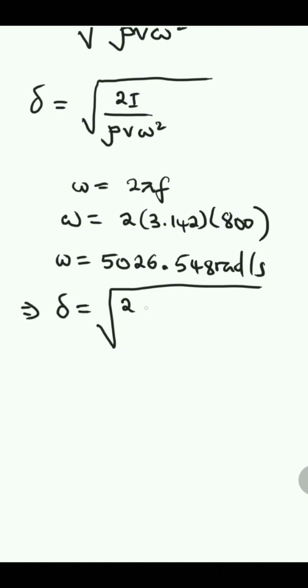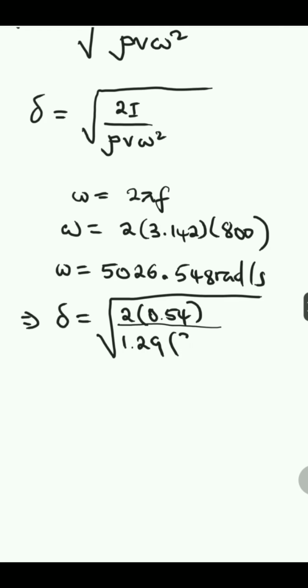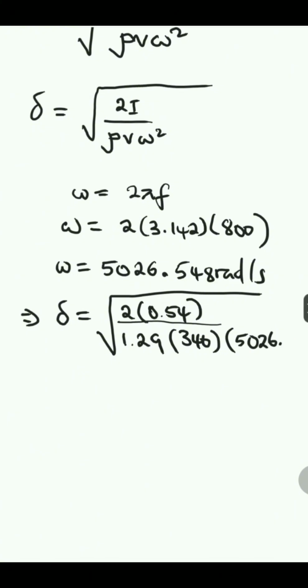So I have the square root of 2 times the intensity, which is 0.54. Then the denominator we have 1.29 multiplied by 340 for the speed times the angular frequency, which is 5026.548, then we have it squared. So the angular frequency squared.